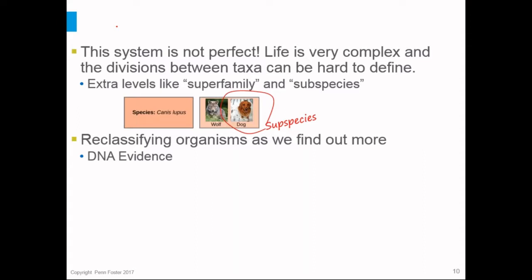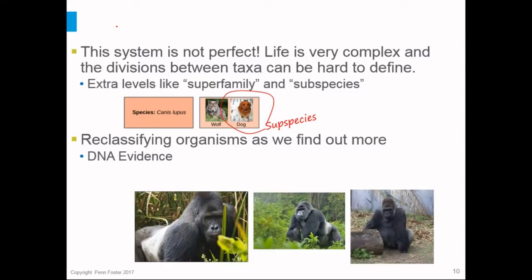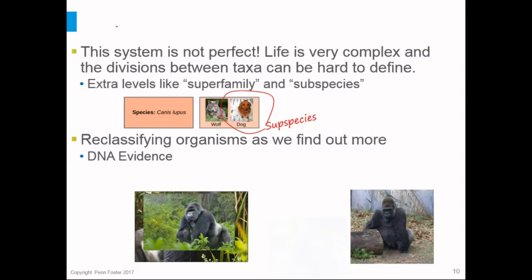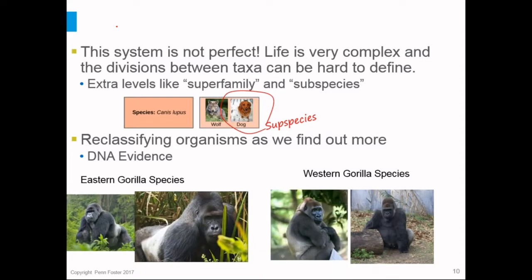DNA evidence and a better understanding of evolutionary relationships can cause scientists to rethink how some of the organisms are grouped. For example, scientists considered there to be one species of gorilla with 3 subspecies until 2001, when a study of their mitochondrial DNA led them to be reclassified as 2 separate species, each with their own subspecies. So that's just a single example. You don't have to memorize that about gorillas. It's just an example of how, as we get more information, we can reclassify things into different levels.